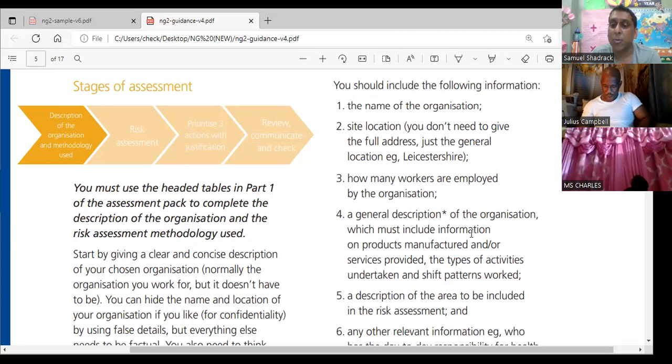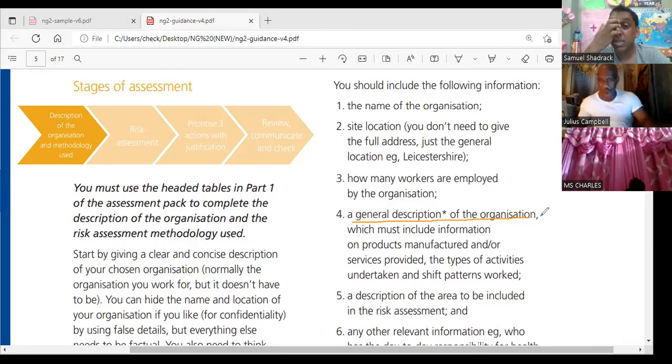Number 4, you want to put information on the products manufactured and or taken and the shift patterns worked. Now, doing this project, like I said, you have to follow the map. You have to follow the document, right? So some people read this and they put one thing here. Now, if you read this, there's a lot of things they're asking you here for. A general description of the organization. They are normally separated by a comma, right?